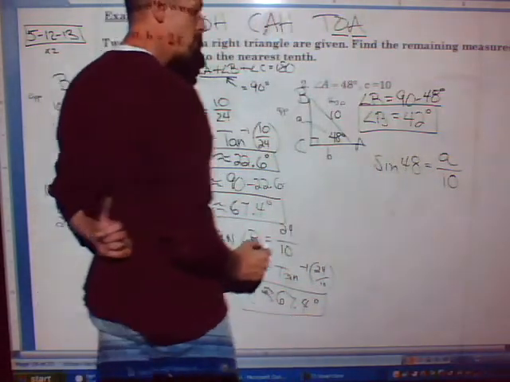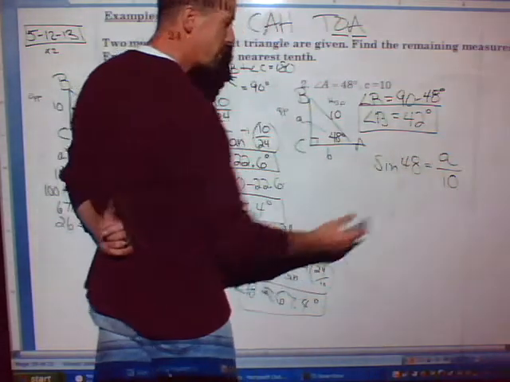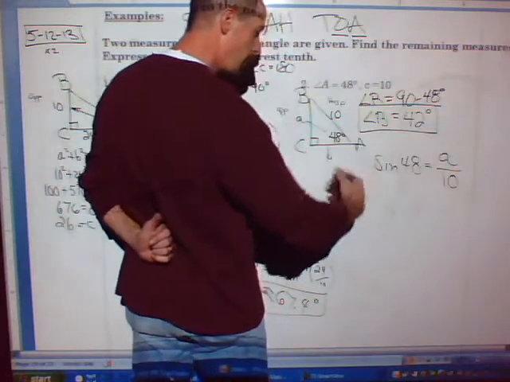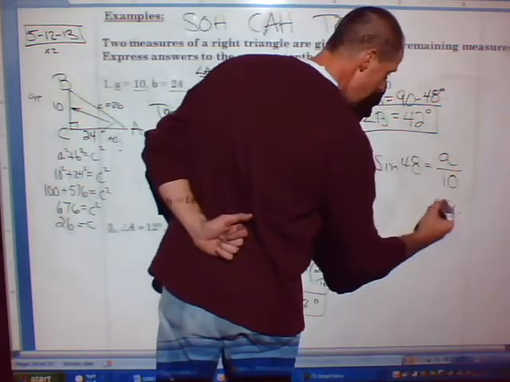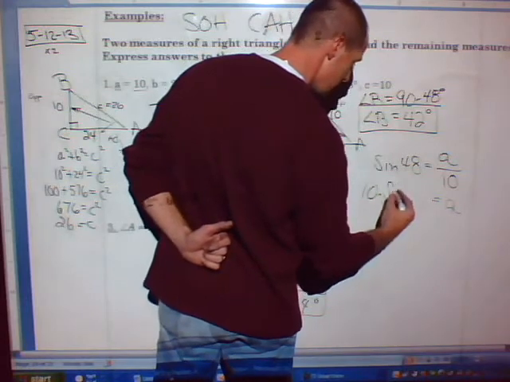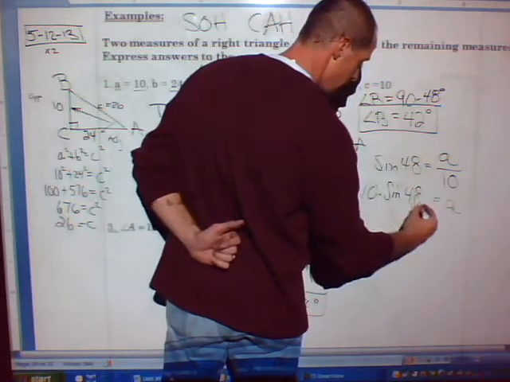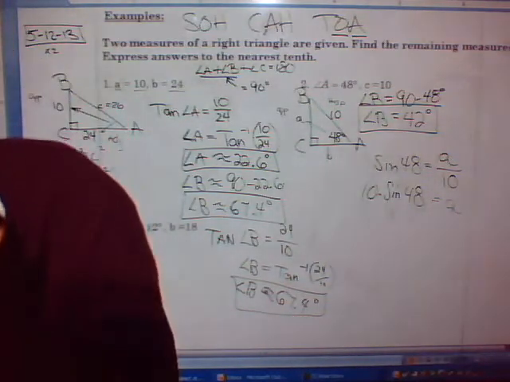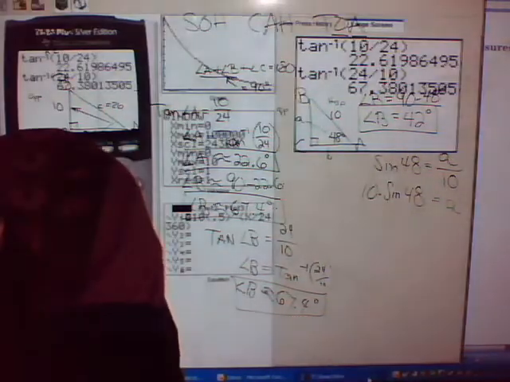Okay? So now we need to solve for A. So how do we bring 10 to the other side? Well, since this is division, we're going to multiply. So A is going to equal 10 times the sine of 48 degrees. So we're going to need to multiply that out. So let's see. What do we get?